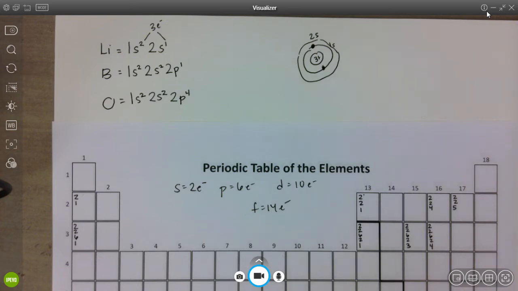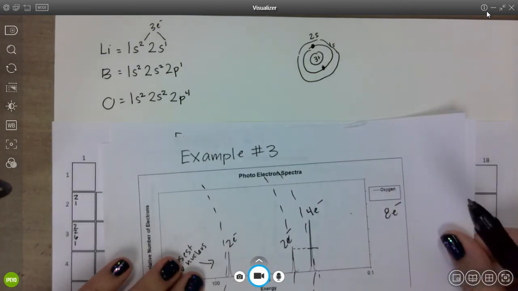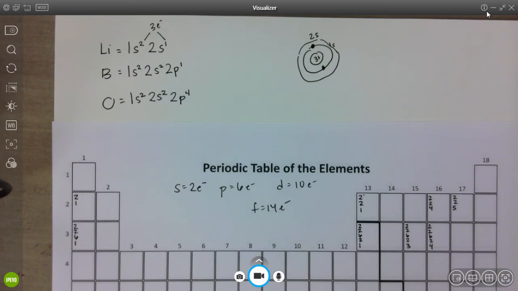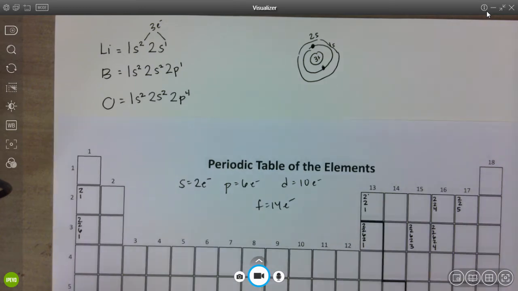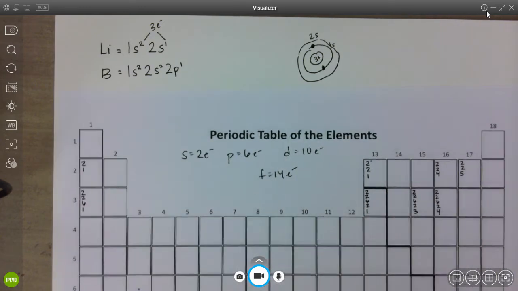But now you say to yourself, Mrs. Ottmeyer, how in the world am I supposed to keep all these memorized? I don't know the order for all of these shells. So you told me it's the 1s, then the 2s, then the 2p, and that's great. But what does that actually mean when I have to do this? And I will tell you, I'm not going to give you this graph every time. And the reason why is because the periodic table is built to give you a hand with this.